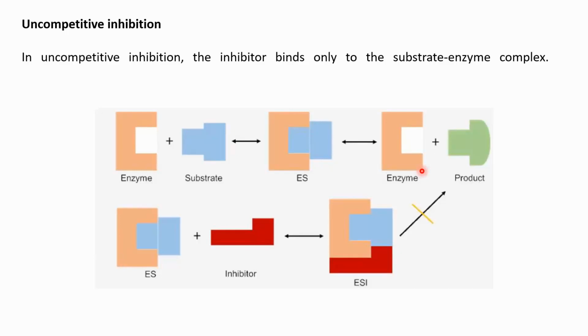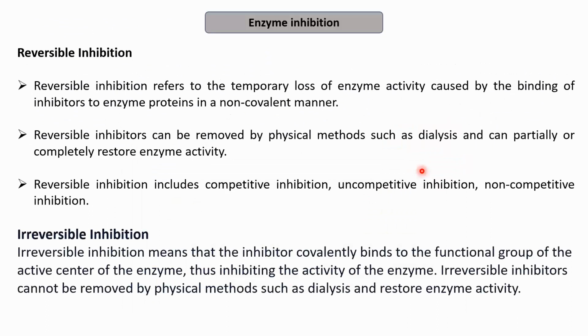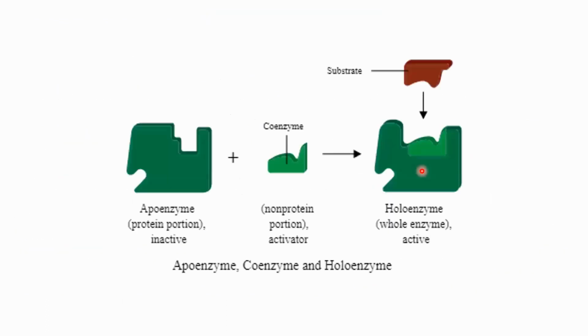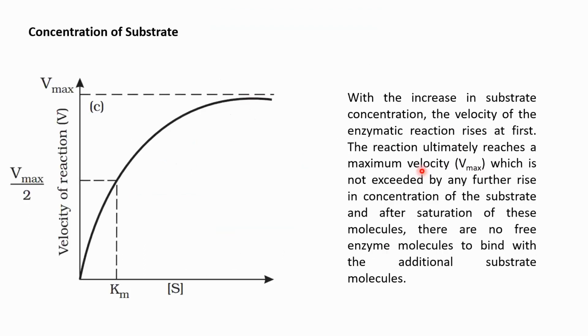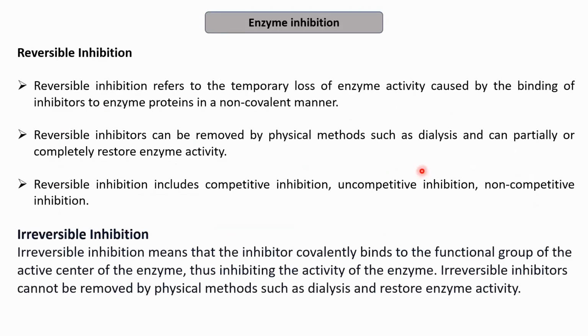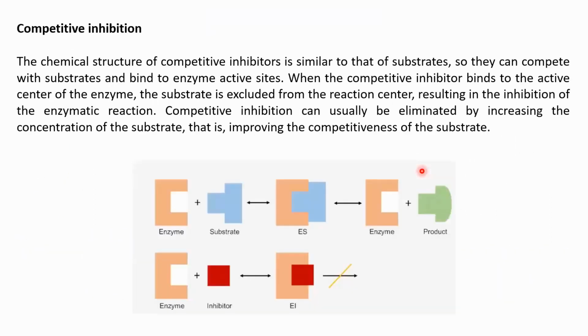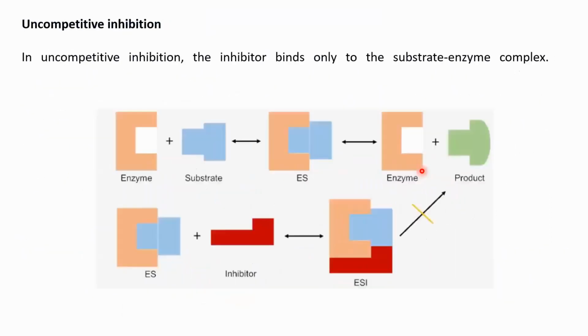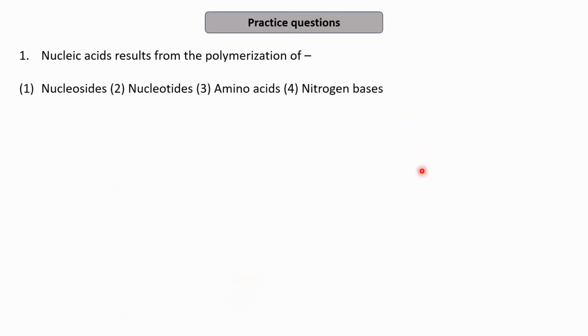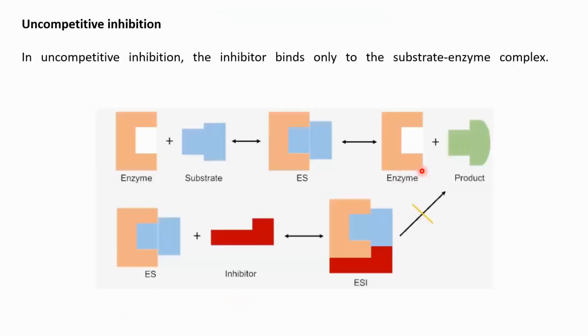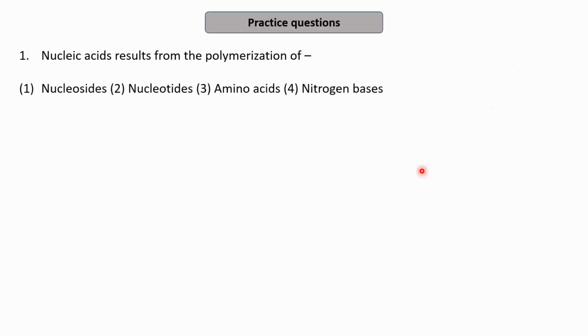So this was all about the enzymes, and these were the different types of inhibition that happen at different levels, depending upon whether there is a reversible inhibition or an irreversible inhibition. Reversible inhibition can further be competitive, non-competitive, or uncompetitive. And today we talk about the nucleotides. So let's have some practice questions.